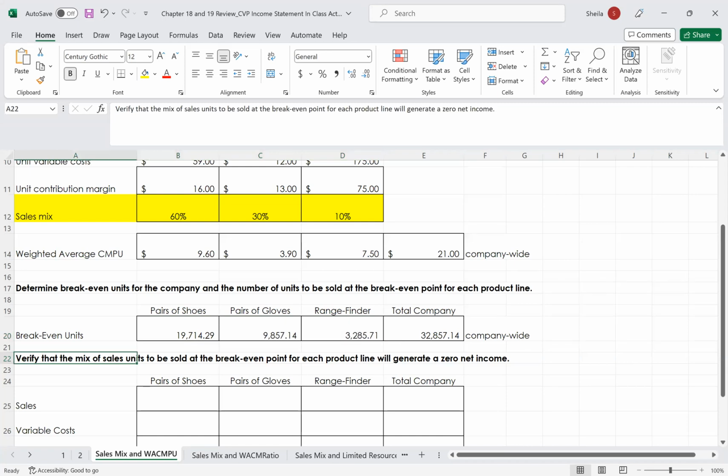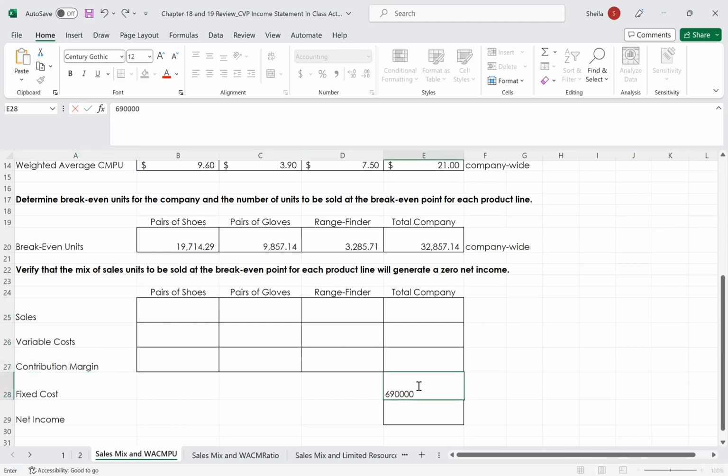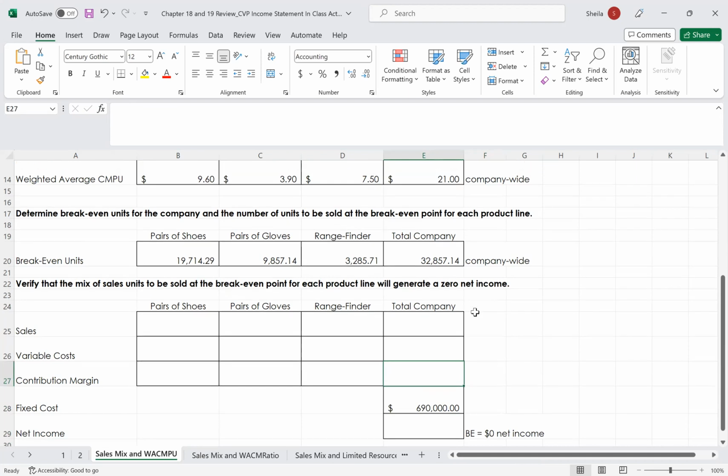Now, let's go ahead and verify this. A couple of review points for calculating totals, okay? So down here, I'm now going to look at my total sales, total variable cost, and my total contribution margin, and prove out that if my fixed costs are 690,000, my net income is in fact break even with these units. And remember, break even equals 0 net income. What that also means is that my contribution margin has to be 690,000 to break even. So how do I do that?